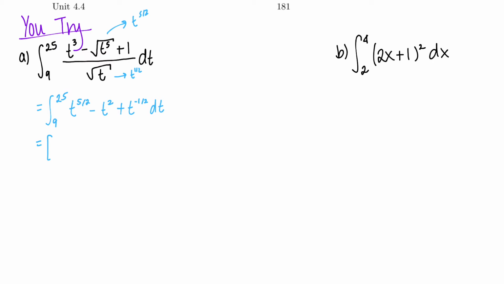Integrating this, 5 halves plus 1 is 7 halves. So it'll be 2/7 t to the 7 halves minus 1/3 t cubed. Negative 1/2 plus 1 is positive 1/2. If you flip 1/2 upside down, that's just 2 over 1, which is 2. So this is 2t to the 1/2 from 9 to 25.